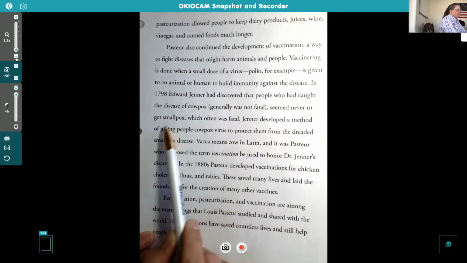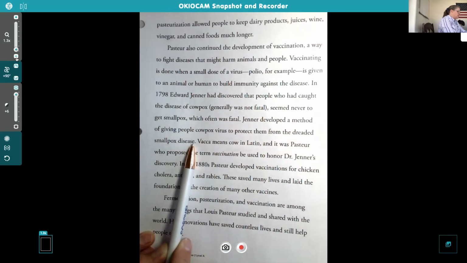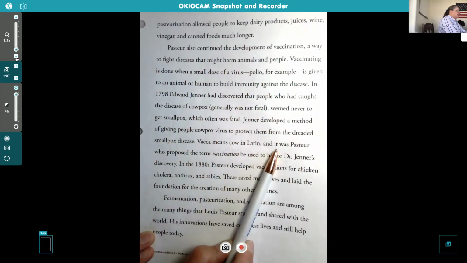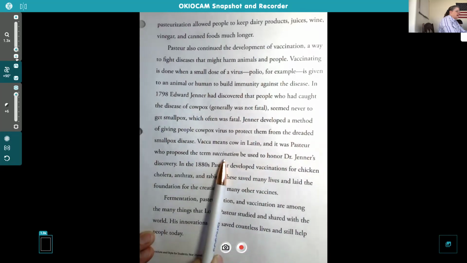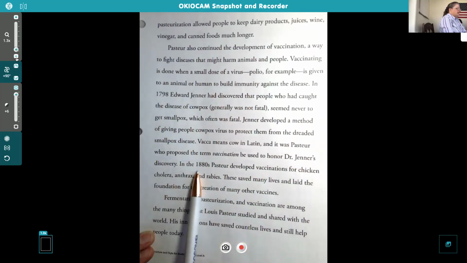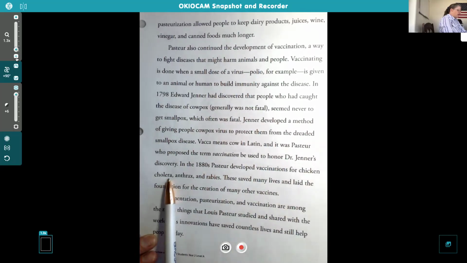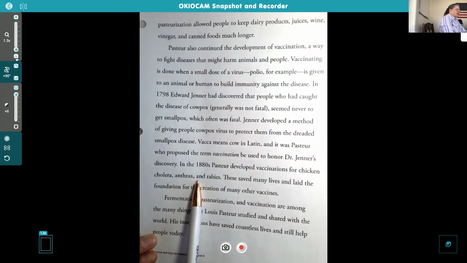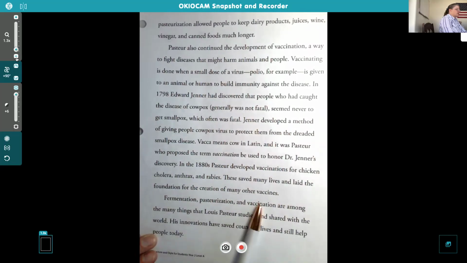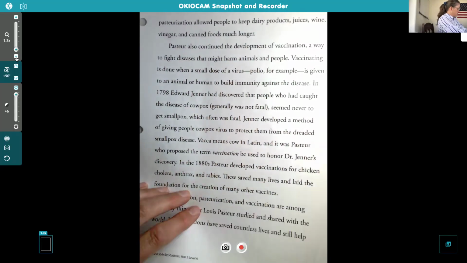Jenner developed a method of giving people cowpox virus to protect them from the dreaded smallpox disease. Vacca means cow in Latin. And it was Pasteur who proposed the term vaccination to be used to honor Dr. Jenner's discovery. In the 1880s, Pasteur developed vaccinations for chicken cholera, anthrax, and rabies. These saved many lives and laid the foundation for the creation of many other vaccines. So this one is vaccinations. That's what this one is.